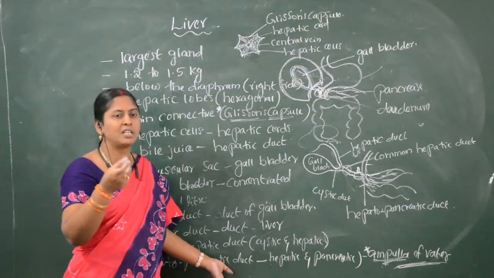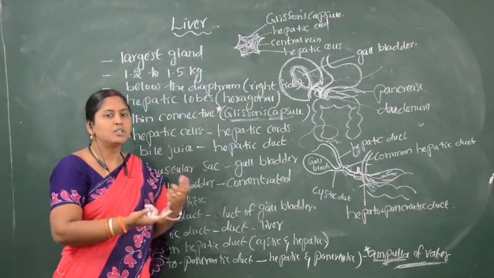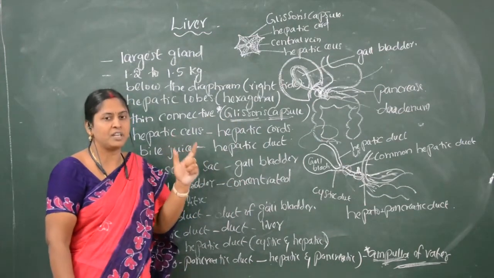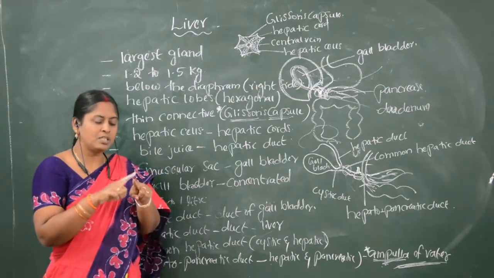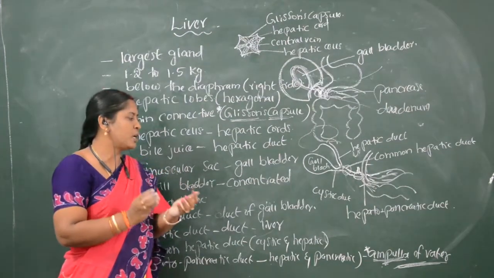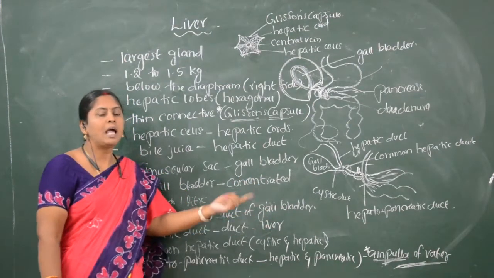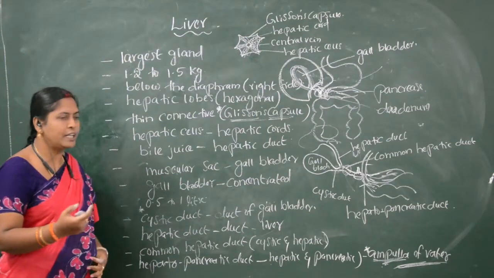Ampulla structure is nothing but a circular or a rectangular structure which has two handles. That structure we call the ampulla of Vater. Because of the union of two ducts, the shape is a little enlarged. That enlarged shape we call the ampulla of Vater, or the hepatopancreatic ampulla. This enters into the duodenum.